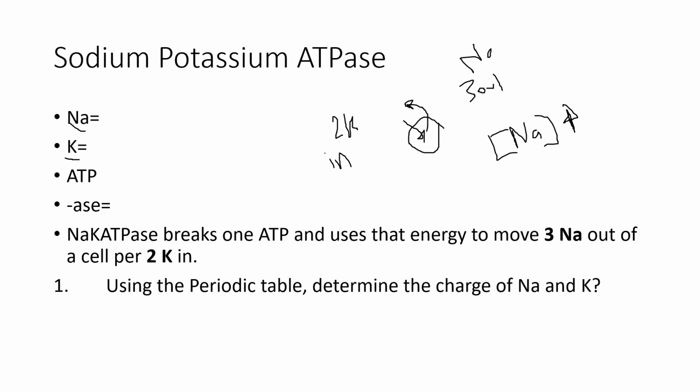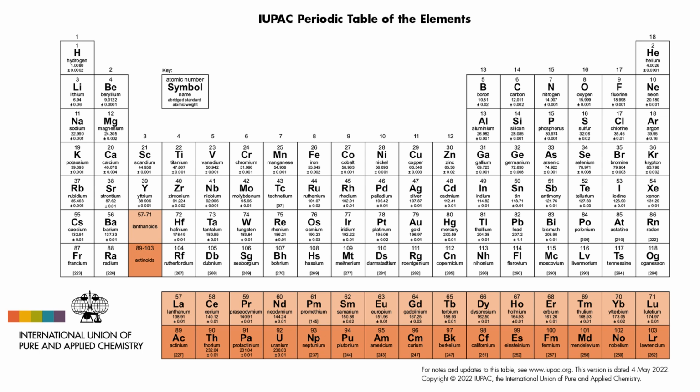Now, using the periodic table, which I'm going to show you later, determine what the charge of sodium and potassium are. You ready? So all you have to do is come to this table. If you remember, this is +1. This one is +2. I'll put 1, 2 there.